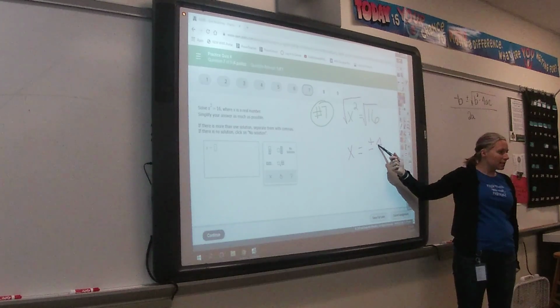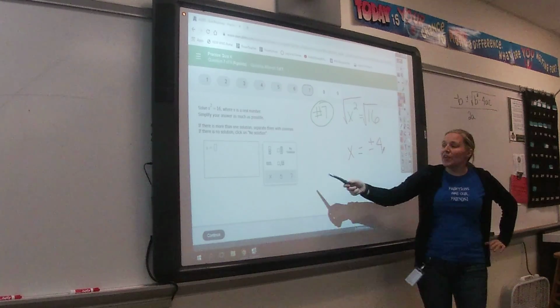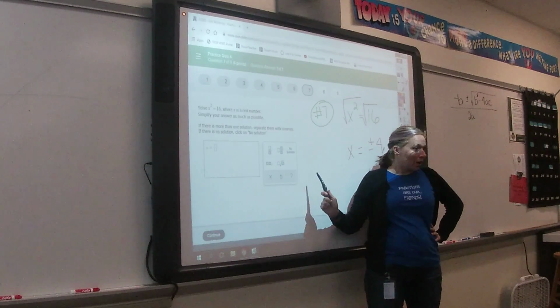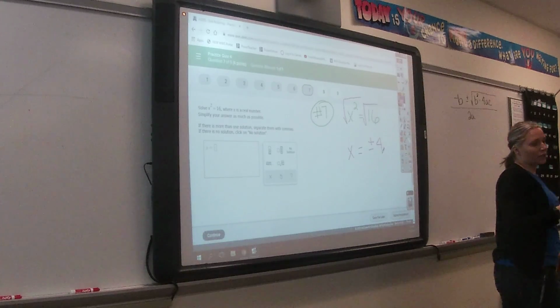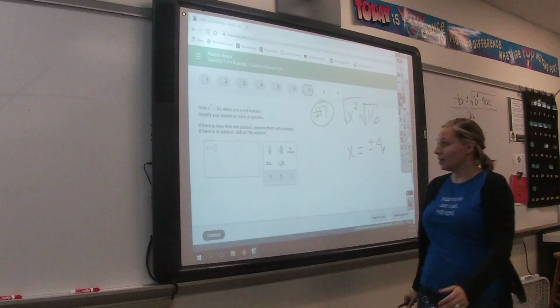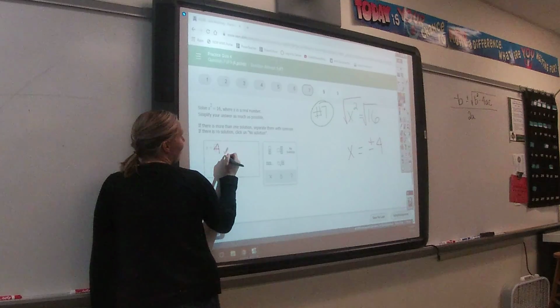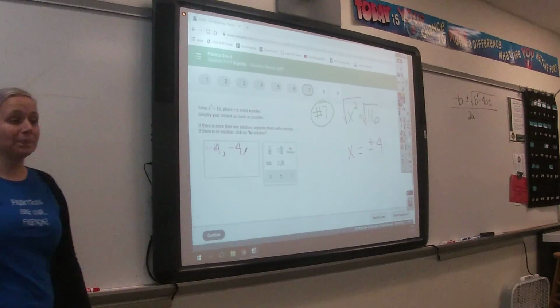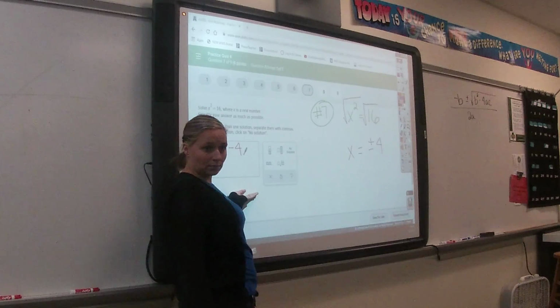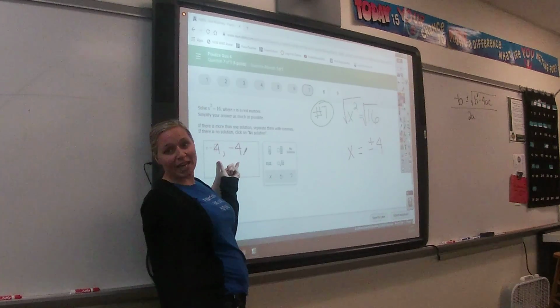How many answers is this? 2. This does not give you a plus or minus button, because in a lot of state testing and other situations, it won't give it to you. So you need to know that this is 2 answers. It's plus 4 and minus 4. So you would put a 4 and a negative 4, because this is 2 different numbers. Okay, are we okay on that one? Just make sure you're getting that positive and negative option.